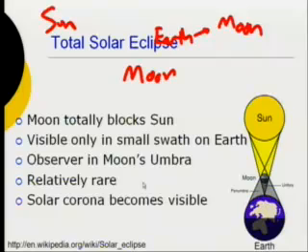So a total solar eclipse is relatively rare, occurs every few years from some part. It occurs where you are, maybe only every decade or so.